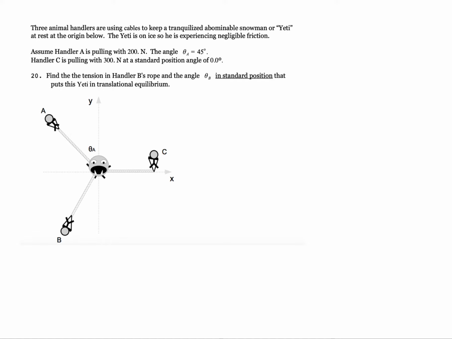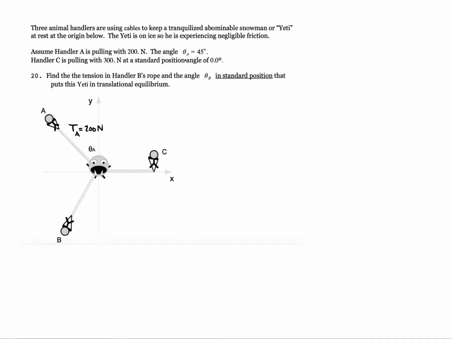Three animal handlers are using cables to keep a tranquilized abominable snowman, or yeti, at rest at the origin below. The yeti is on ice, so he's experiencing negligible friction. Now, handler A in the upper left is pulling with a force of 200 newtons, so the tension in this cable is 200, and that would be the tension in cable A.